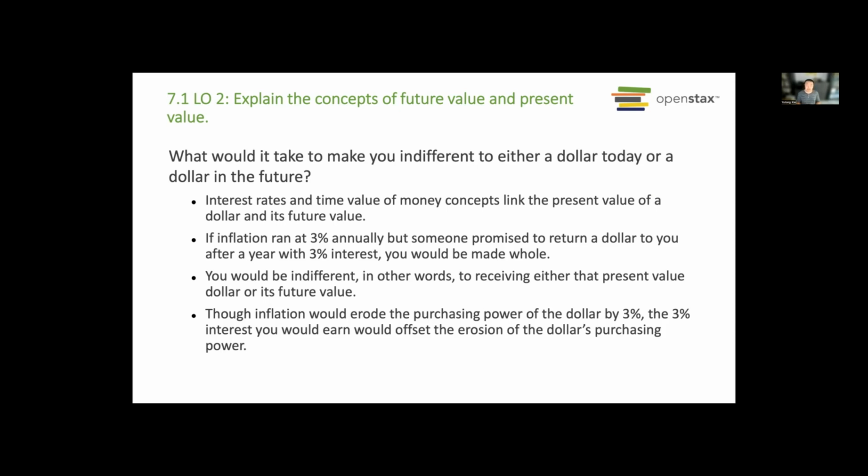Interest and time value of money concepts link the present value of a dollar to the future value of a dollar. The present value is basically the value of the money right now, today. The future value of a dollar is basically how much the $1 is worth 1 year or sometime in the future. If inflation ran at 3% annually, but someone promised to return a dollar to you after a year with 3% interest, you would be made whole, right?